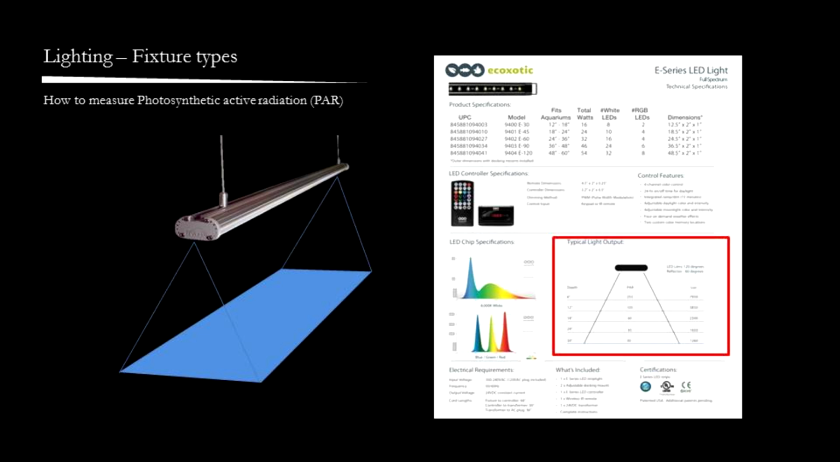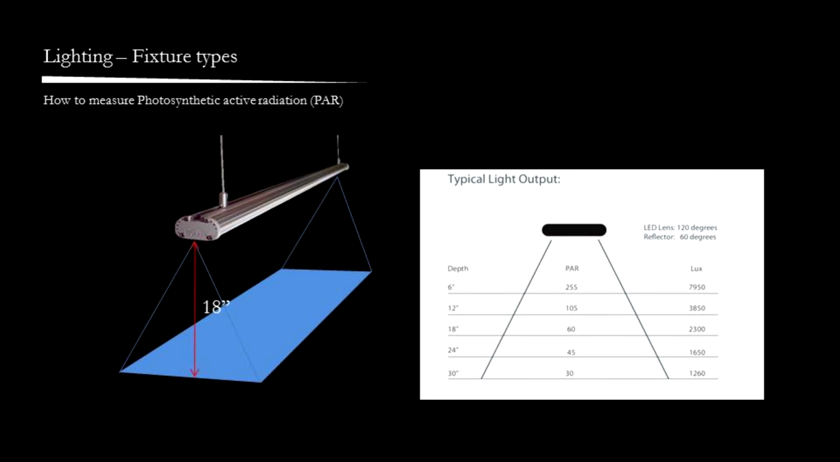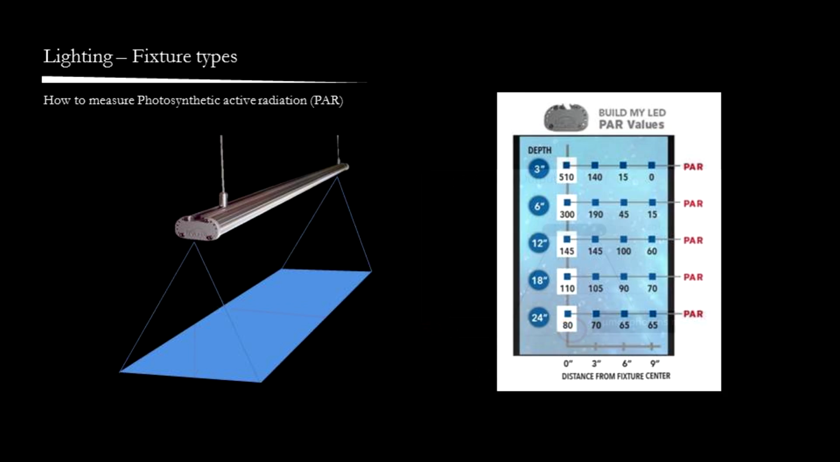So it will look something like this. This is the technical specifications sheet for the Ecozotic light bar, and you will see a PAR diagram. The PAR diagram will show you how much PAR the light produces at different depths of the tank. So for example, at 18 inches, this fixture produces 60 PAR. Some other manufacturers will produce a more complex PAR table that includes PAR values at a certain distance from the center line.